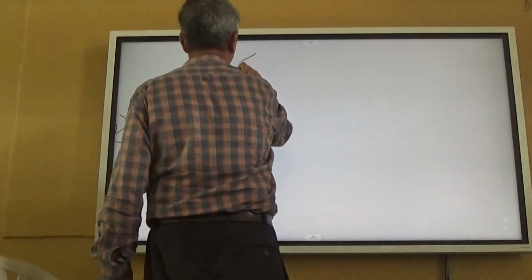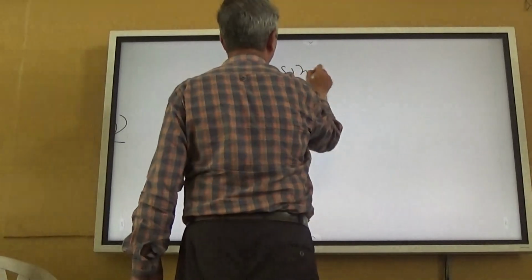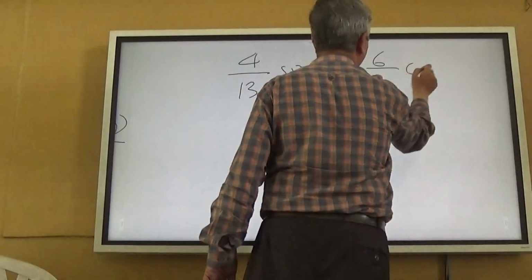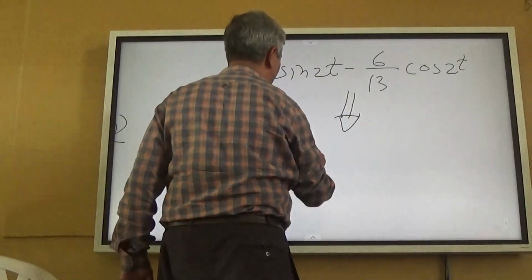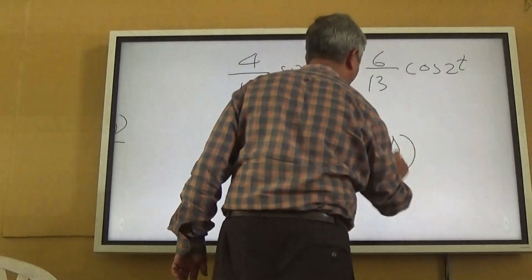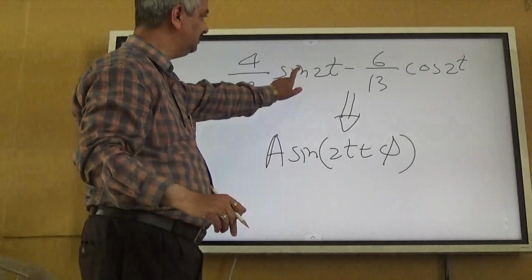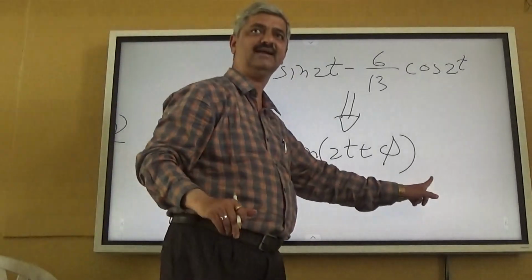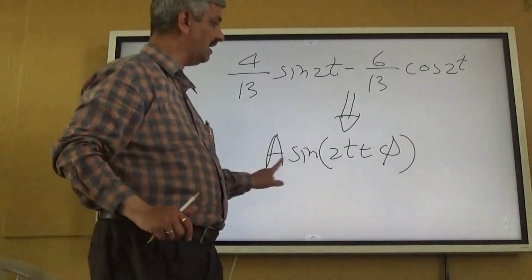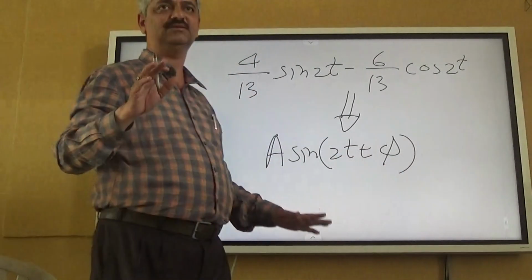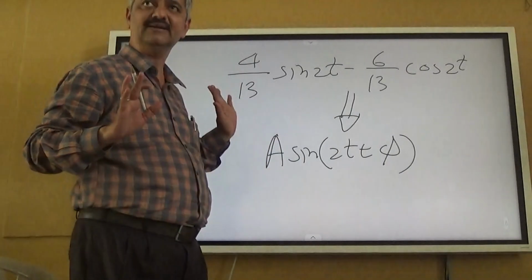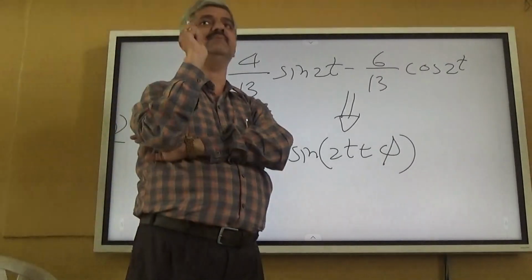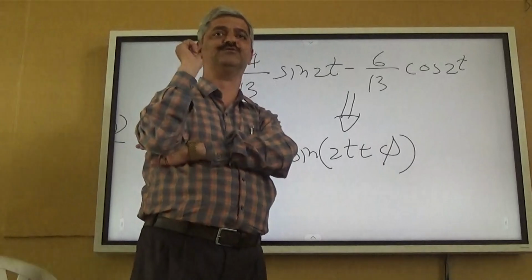आता 1 upon 13 आपण आत घेऊया पाहिजे, 4 by 13 sin 2t minus 6 by 13 cos 2t will be equal to A sin of 2t plus phi. Right? This would be A sin of 2t plus phi. Where what is the A and what is phi? You can calculate. You can go home, refresh your trigonometric knowledge and find it out. Is it clear?